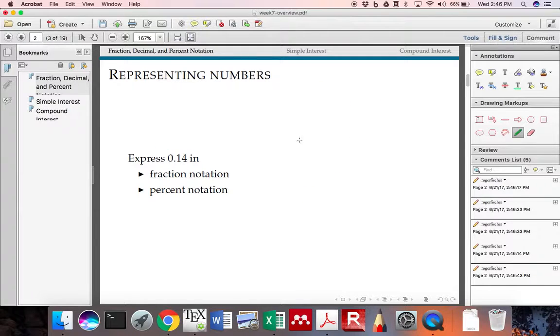Now what about percent notation? So little known fact, I think sometimes percents are taught like this sort of total voodoo mumbo jumbo, and I really don't understand why, because there's a really pretty relationship.